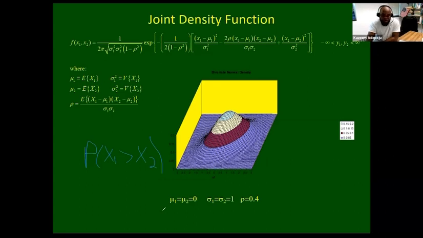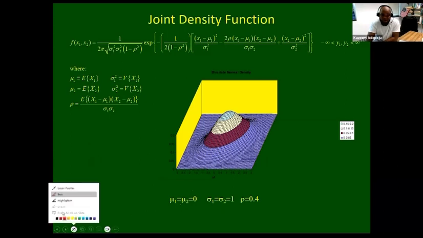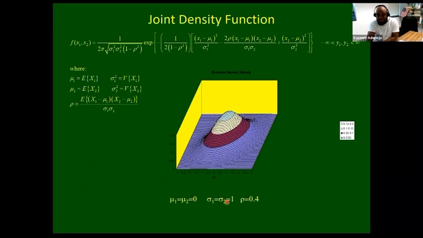Now, what I'm trying to show you is that if you make a plot of this particular distribution, where mu1 equals mu2 equals 0, sigma 1 equals sigma 2 equals 1, and rho equals that, this is what you're going to get. You can try that. And don't forget that mu1 is the expected value of X1, mu2 is the expected value of X2, sigma 1 squared is the variance of X1 and sigma 2 squared is that of X2. And I just walked you through the correlation right now.